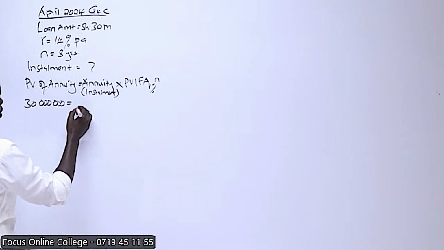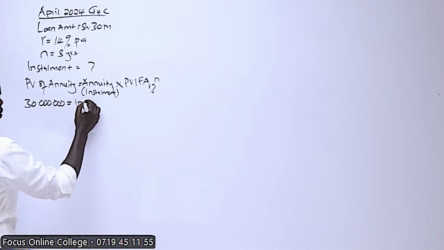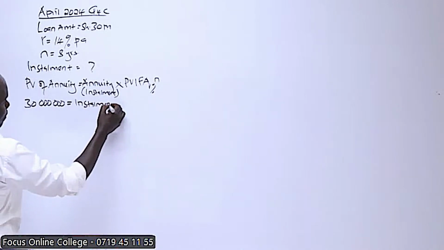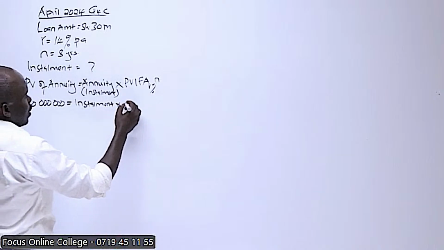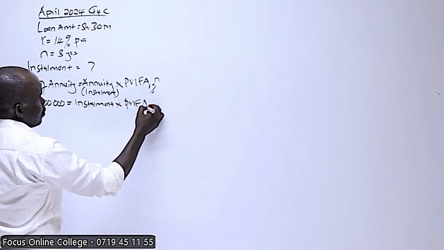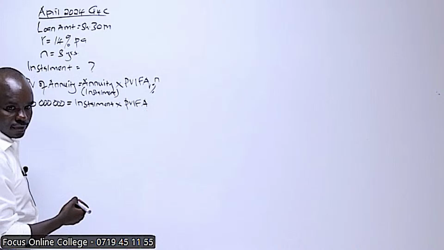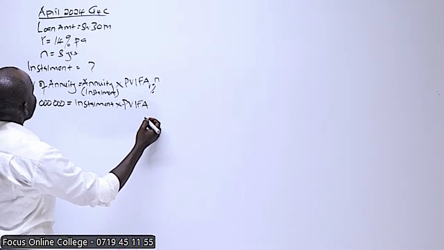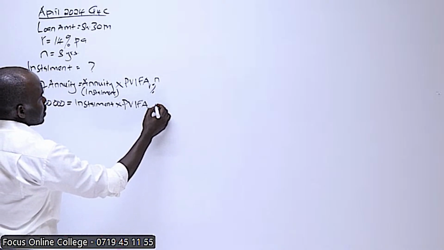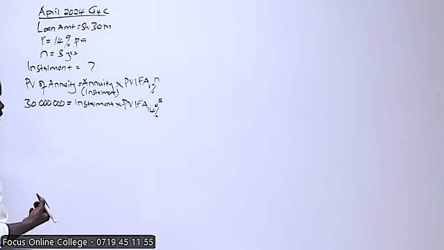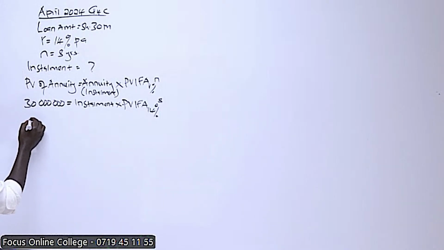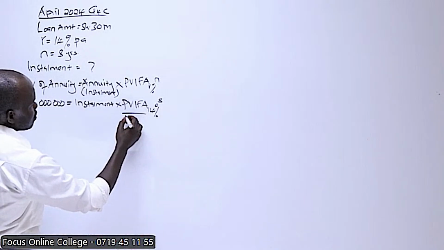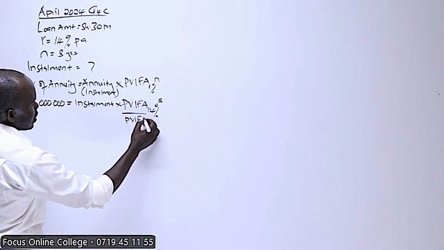So let's have the installment here. Installment times the present value interest factor of an annuity, 14% for 8 years. So 30 million, okay. If you divide both sides by the present value interest factor annuity.